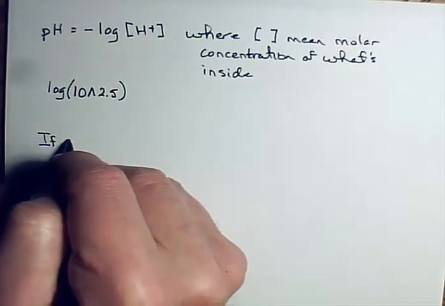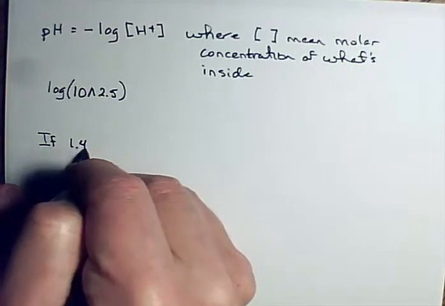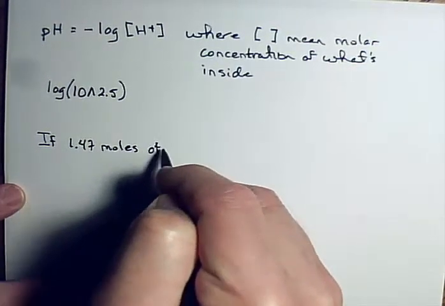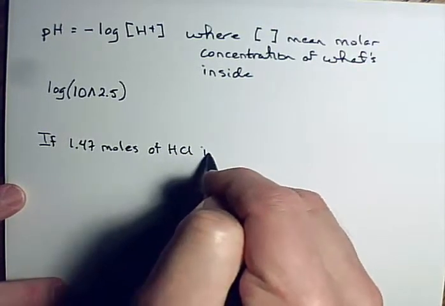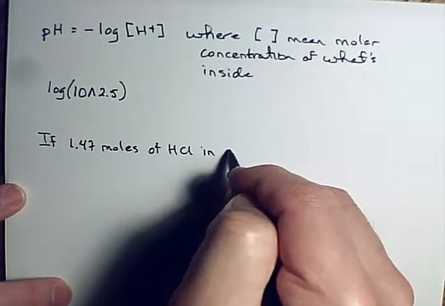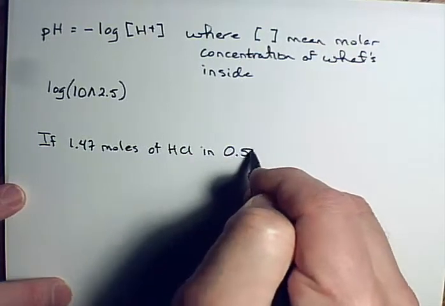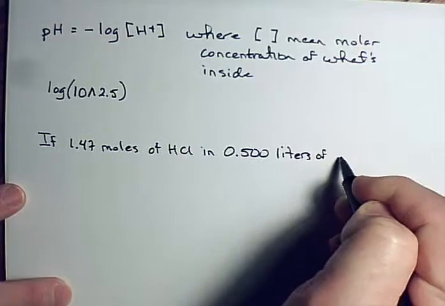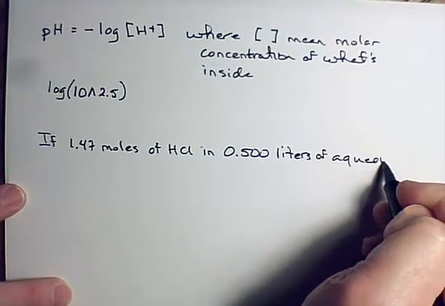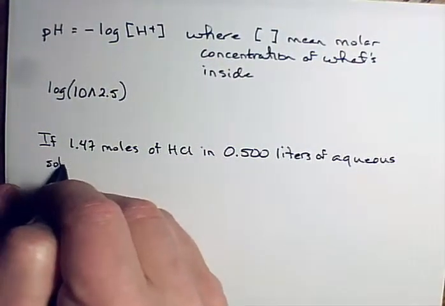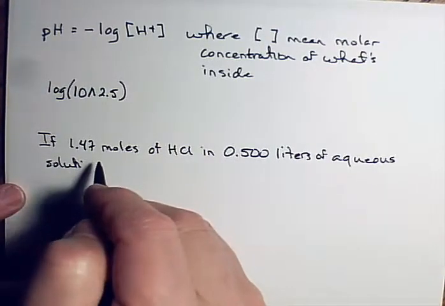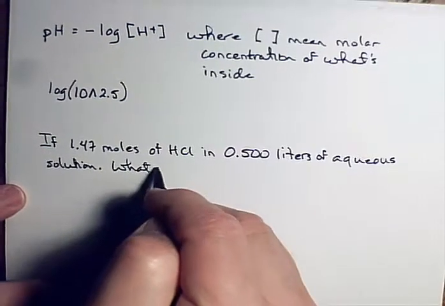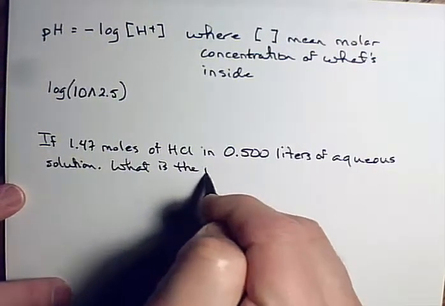Let's just say I have 1.47 moles of hydrochloric acid in 0.500 liters of aqueous solution. Okay. What is the pH?